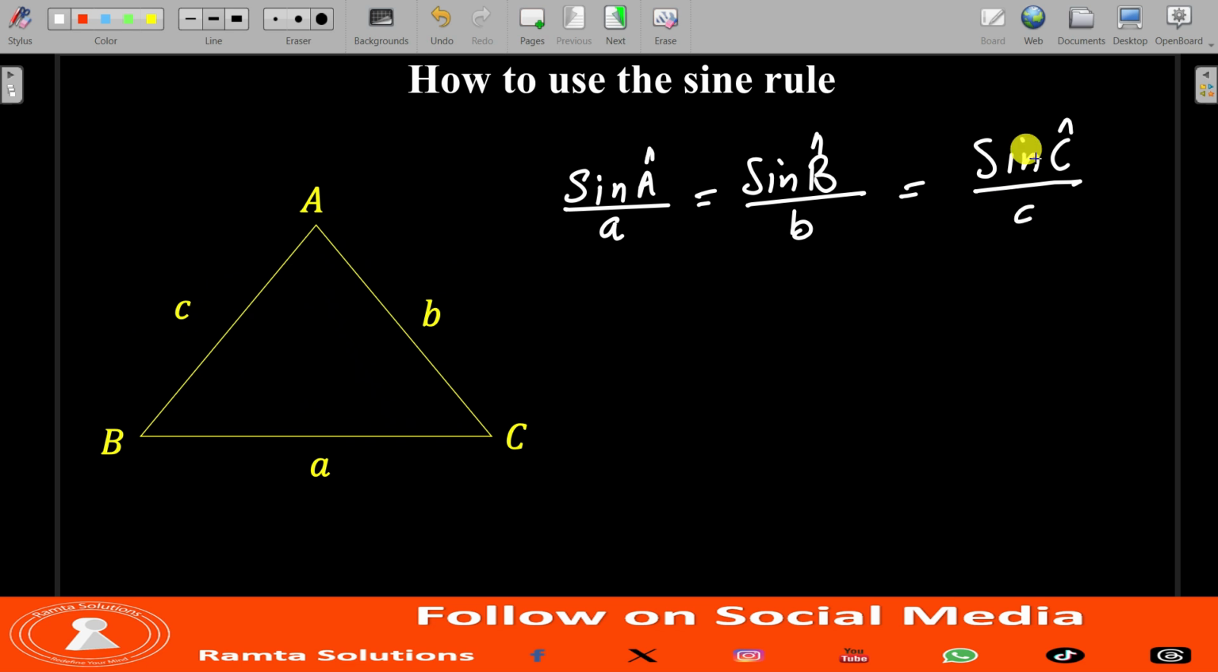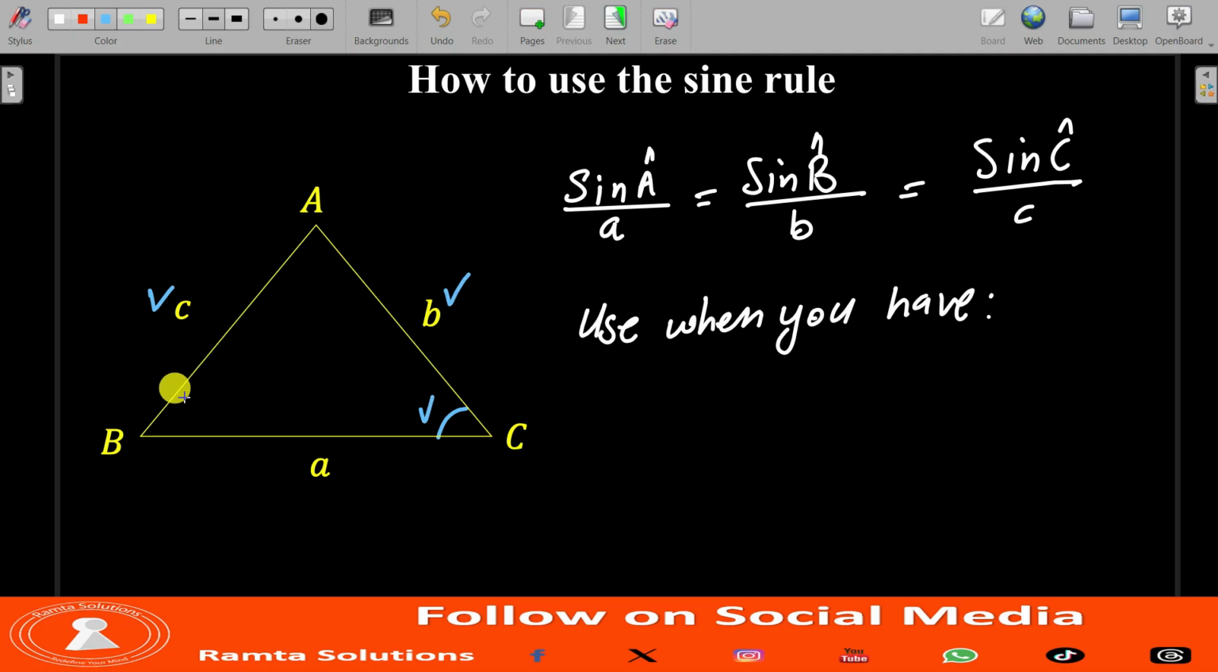So when do we use sine rule? We use sine rule when you have a side and its opposite angle, and its opposite angle, right?